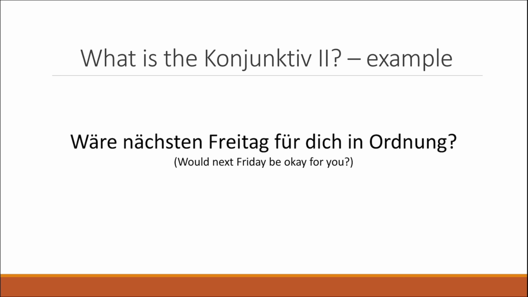Here's an example. Wäre nächsten Freitag für dich in Ordnung? Would next Friday be okay for you? And in this case, you can notice that we're not talking about a sentence with a normal present simple or with a past simple, but we're having a conditional sentence. So we would like to say, would next Friday be okay for you? We are not sure whether the other person can next Friday, so we are asking him whether next Friday would be okay. And in German, would be is translated to wäre, which is a conjugation for the Konjunktiv II.